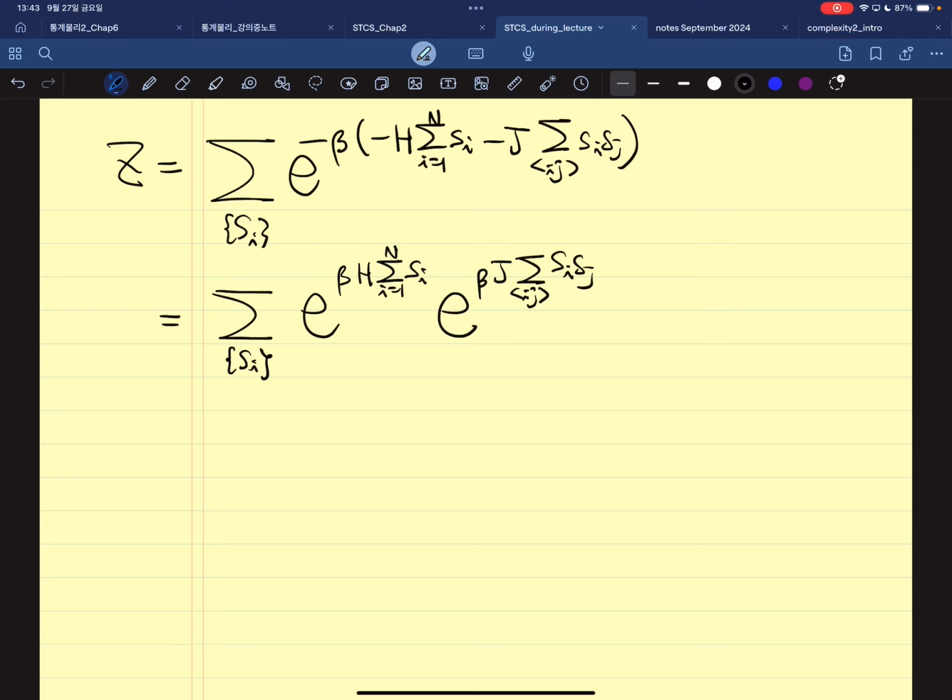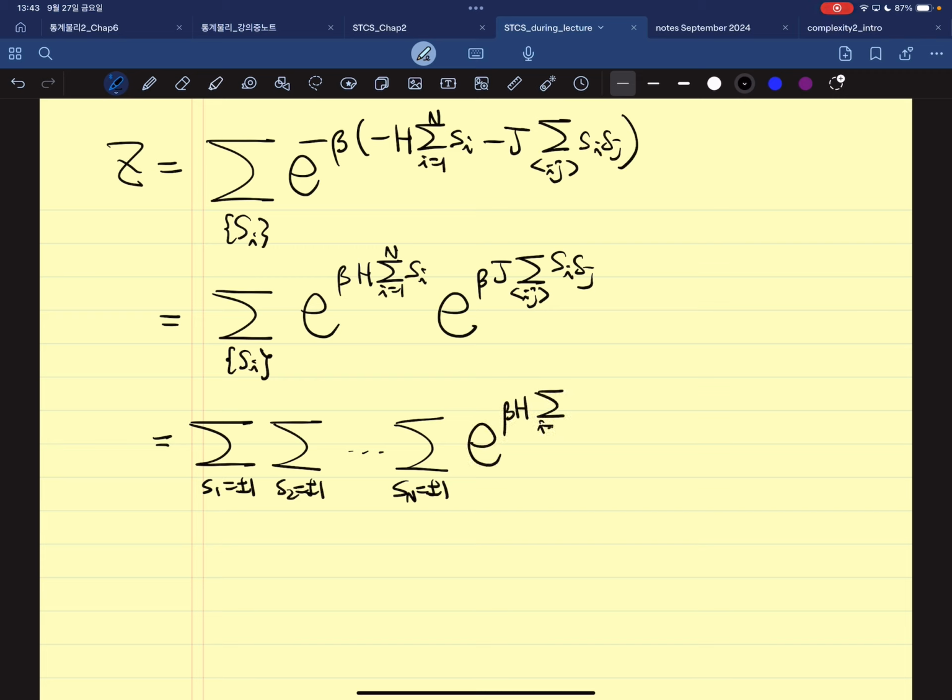Maybe it still looks not quite difficult, but please remember that now we have to do this. S1 can be plus 1 or minus 1, and Sn can be plus 1 or minus 1. And we have this. I will just write this down. So it's basically S1 plus S2 plus Sn and beta J.